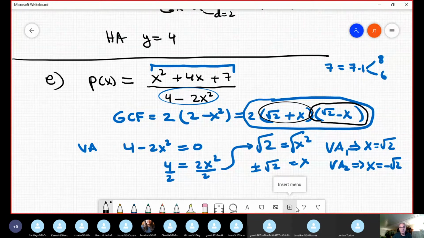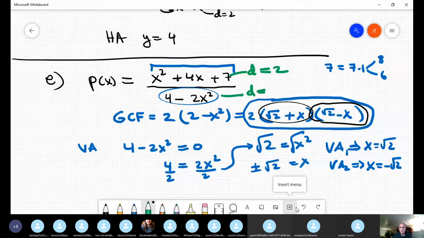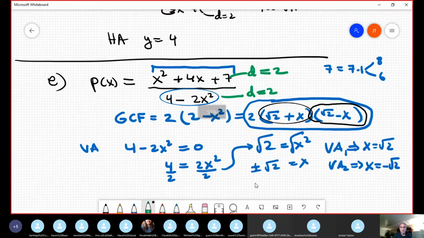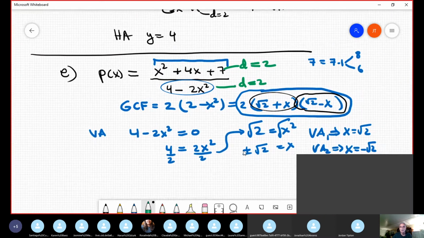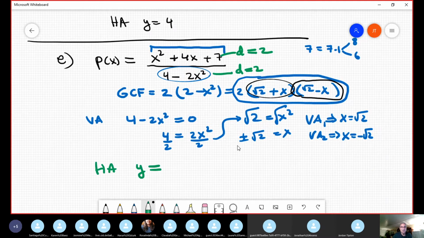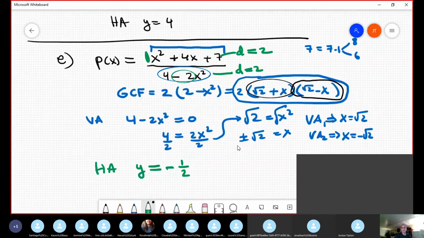And what about the horizontal? Do we have one or no? I don't know. Degree analysis. The degree of the polynomial at the top is 2. The degree of the polynomial at the bottom is 2. Yes or no? Remember, it doesn't matter the order. The degree is the highest exponent of the polynomial. So, yes, we have one, because it's the same degree, the regular case, and the horizontal asymptote is at y equal to the division of the leading coefficients, 1 here and negative 2 here. Be careful, negative 2, not 4, so negative 1 half. We have the horizontal asymptote at y equals negative 1 half.